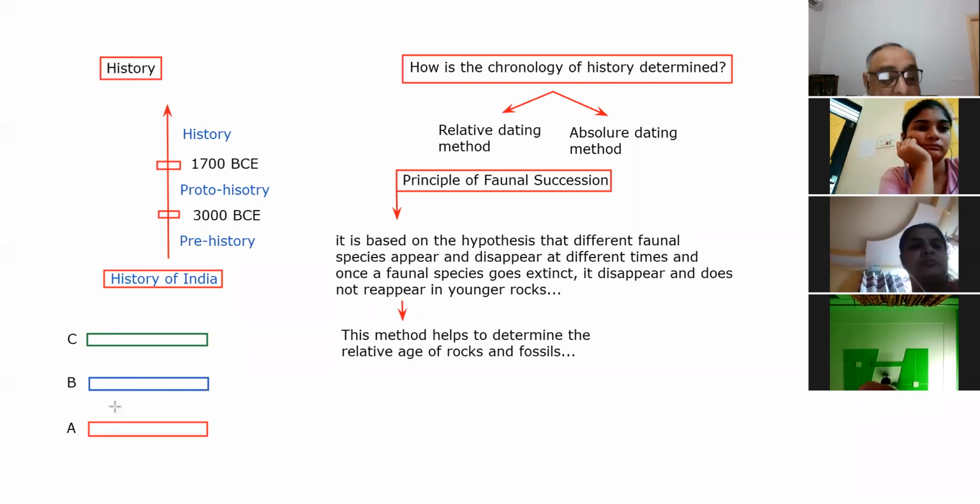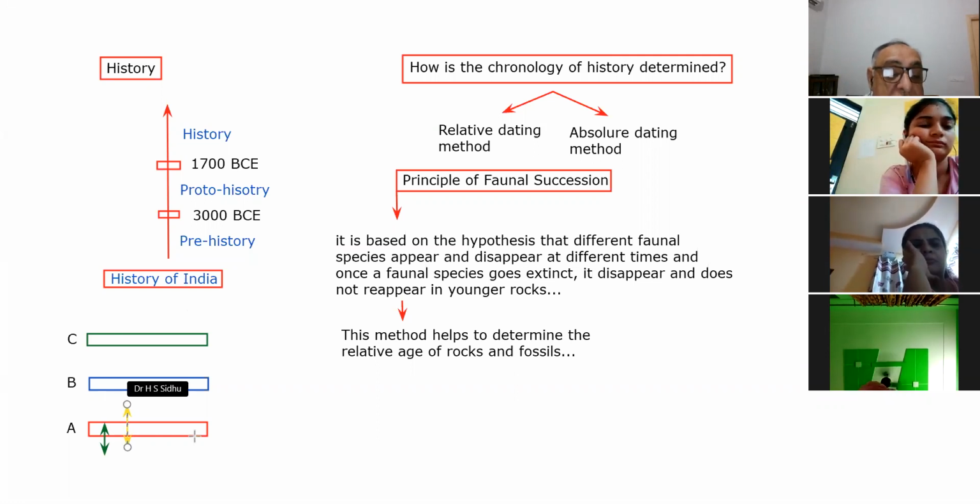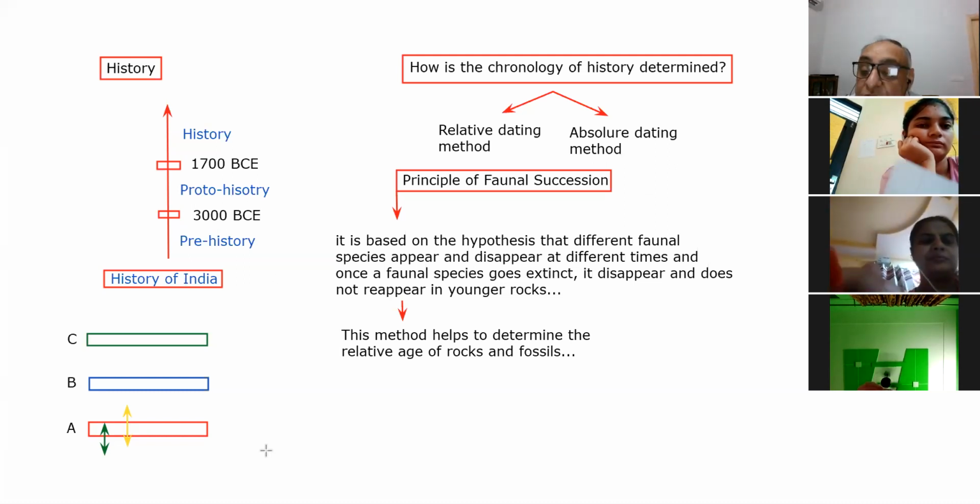So let's suppose there is one species which appears before this A and got extinct here in A. When it comes in A, it got extinct. And let's suppose there is another species which starts here and got extinct when it reaches here. So it means this is the particular species, which is yellow. This species was available in this A period of time.